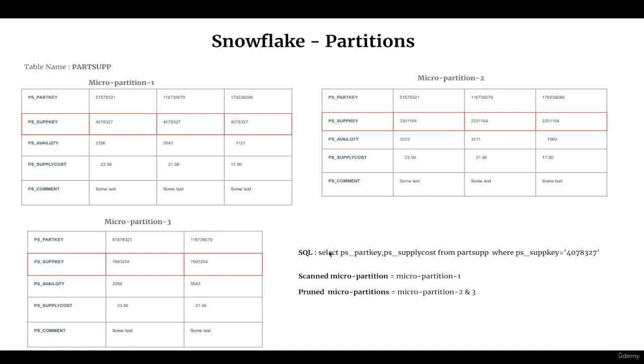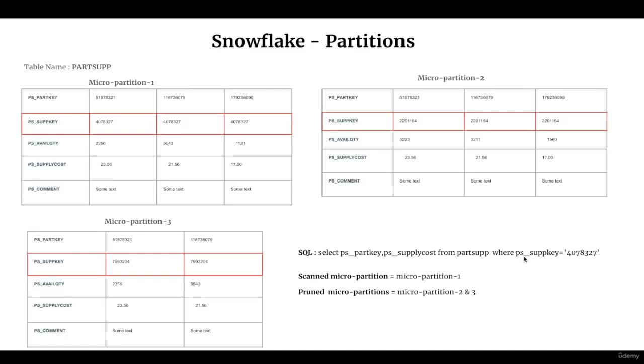Now, if you fire a SQL query on this table, let's say select PS_PARTKEY and PS_SUPPLYCOST from the table where... keep in mind, the where condition is extremely important when it comes to pruning, especially if you are querying huge tables and you want to ensure Snowflake does not scan unnecessary micro-partitions. You have to ensure you use the clustering key in your where predicate or your where clause.